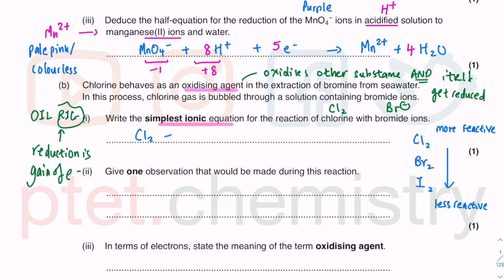So Cl2 plus Br minus is going to give me Cl minus, and it will form Br2. So Cl2 can oxidize Br minus to become Br2 because Cl2 is a stronger oxidizing agent than Br2. When we compare oxidizing ability, we compare the halogen to the halogen, even though here we're reacting the halogen with the halide.